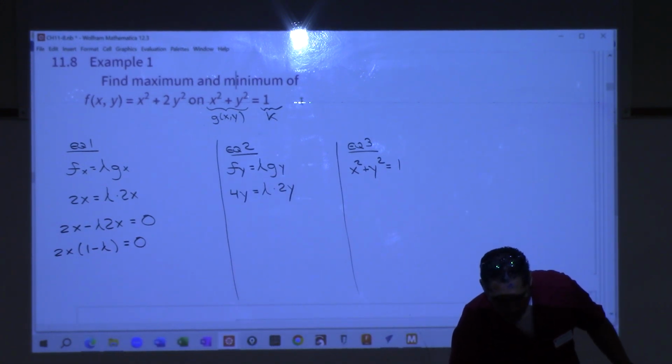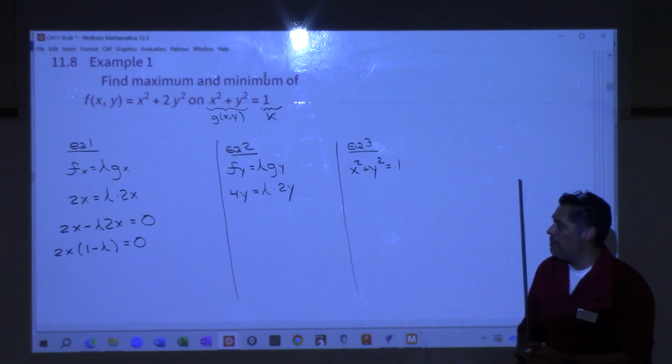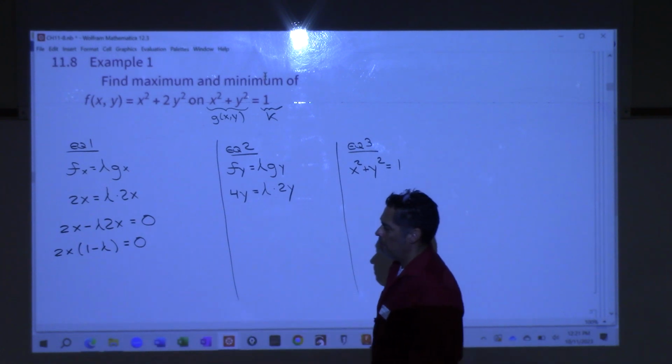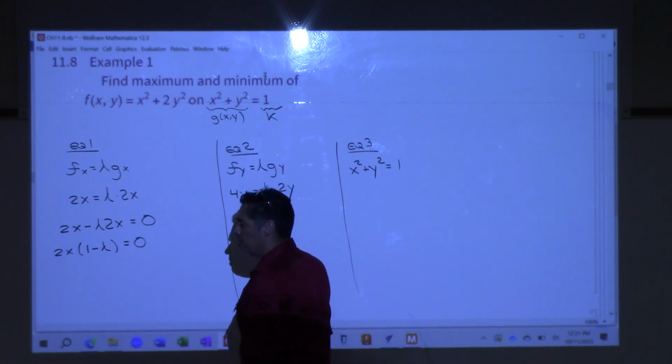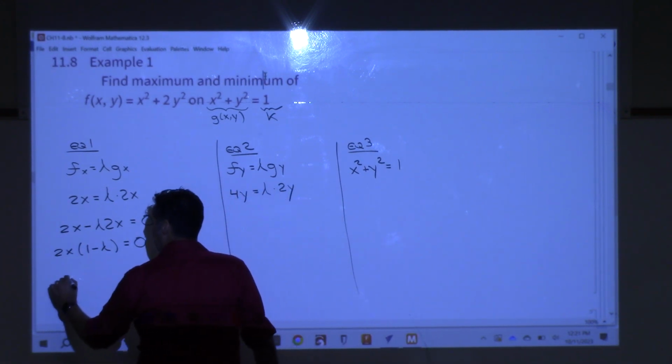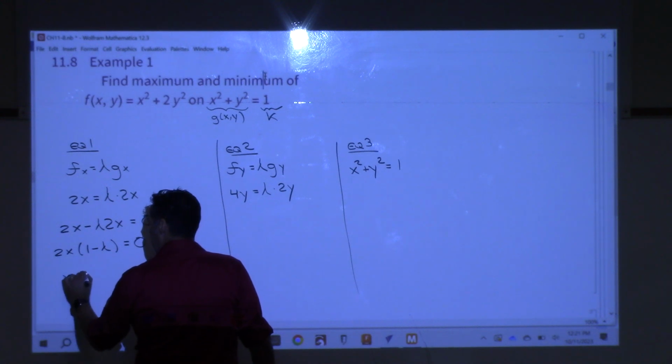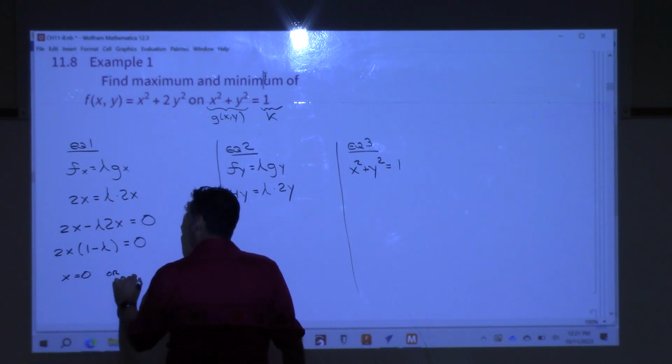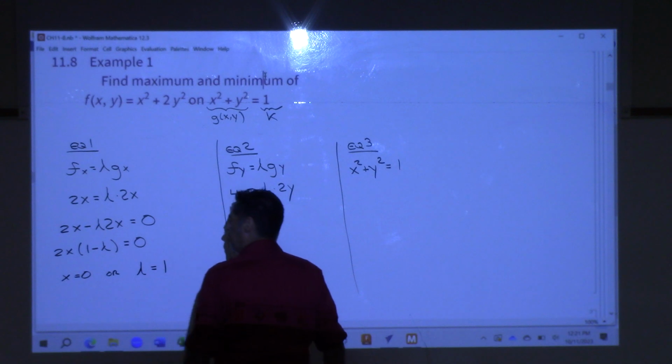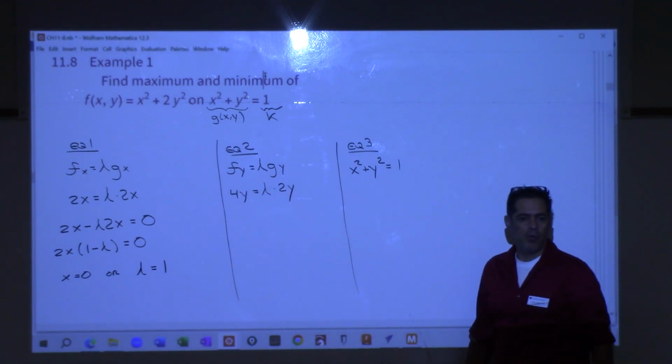You with me? Okay. What does that mean? Set both of them equal to 0. So what are my solutions? X is 0 or lambda is 1.